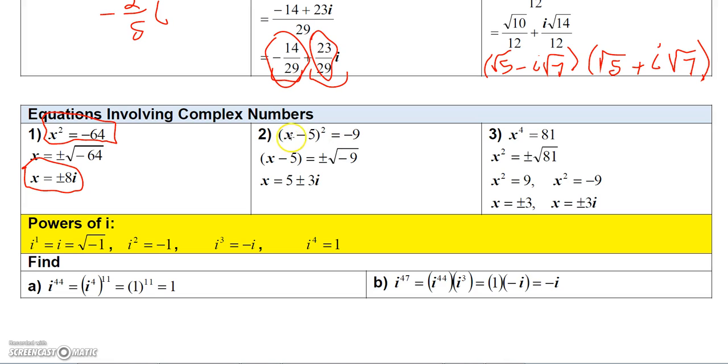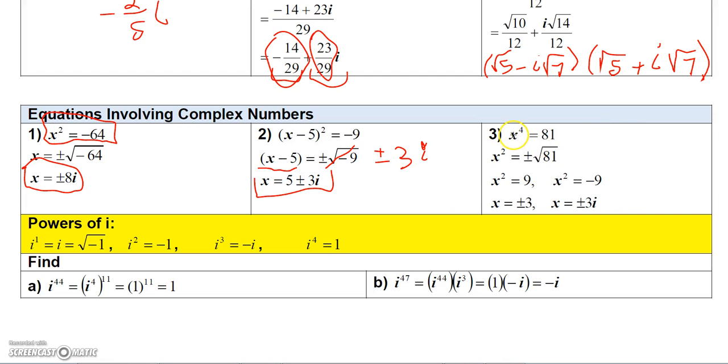Here's another one. If you wanted to solve x minus 5 quantity squared equals negative 9, you could apply the square root theorem and you get x minus 5 equals plus or minus the square root of negative 9. Remember, the square root of negative 9 is 3i. So that's the same as saying x minus 5 equals plus or minus 3i. And then if you add 5 to both sides, you get x equals 5 plus or minus 3i.